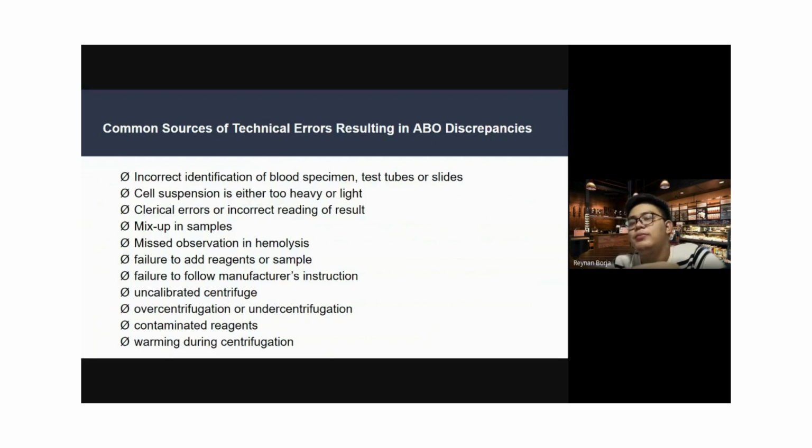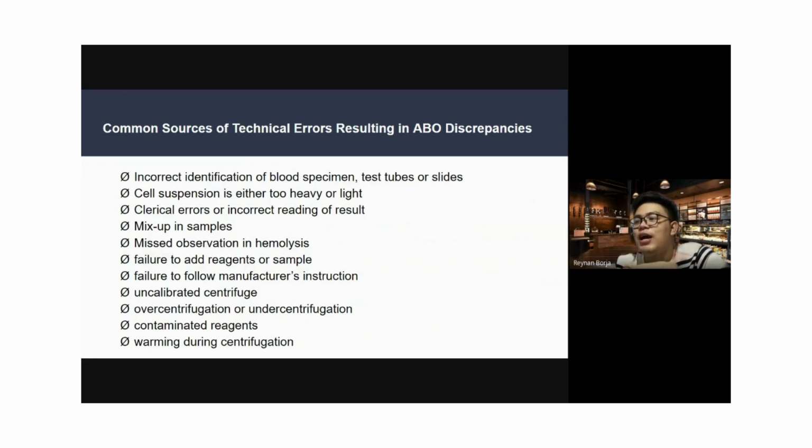Possible din yun. Okay? And also, failure to follow manufacturer's instruction. As I said, di ba, yung centrifuge, 9 minutes lang, ginawa mong 15. So, nag-over-centrifuge. So, possible magka-cause ng erroneous result. Tama? Next, uncalibrated centrifuge. So, yung RPM niya is iba. Tapos, imbis na 9 minutes ngayon, 5 minutes lang yung na-centrifuge. So, possible, uncalibrated niya.